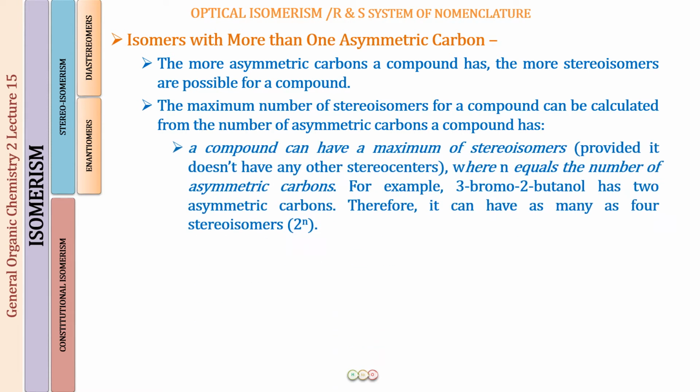Okay, the maximum number of stereoisomers a compound can have is equal to 2 to the power n. Okay, what is n over here?